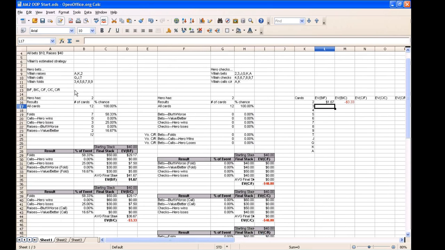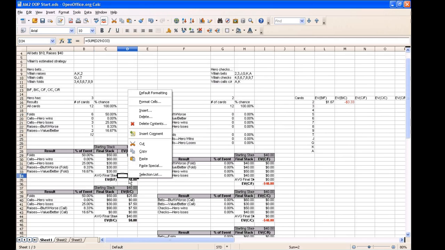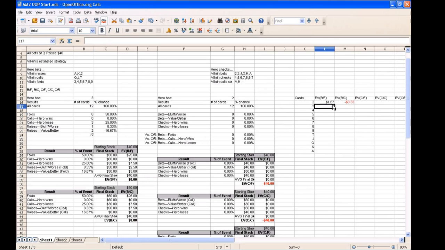For the 3, now we have a blocker to him folding, so he only folds 6 cards. But instead of having the deuce, instead of having a blocker to his bluff, we don't have a blocker. So that's the change there. So now we're indifferent. We're at 0 and 0.